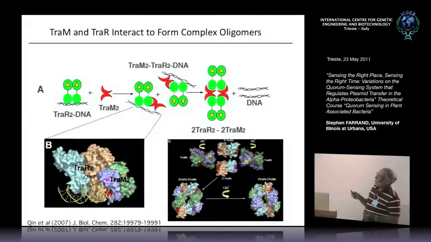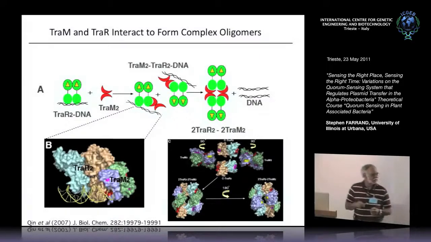This causes Tra-R to disassociate from the DNA, so you get this, and now you can get these two heterodimers of Tra-M, Tra-R complex interacting with each other to form the 2-Tra-R, 2-Tra-M intermediate here, and then in some ways this seems to be targeted for proteolysis, but we don't quite understand how that works.